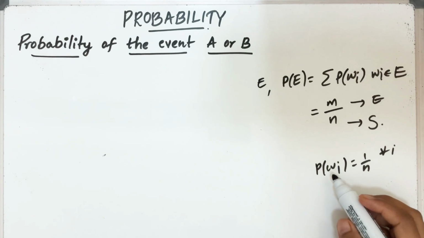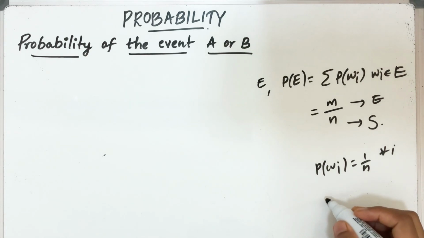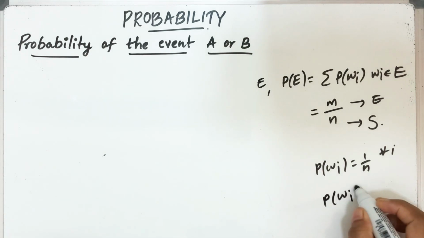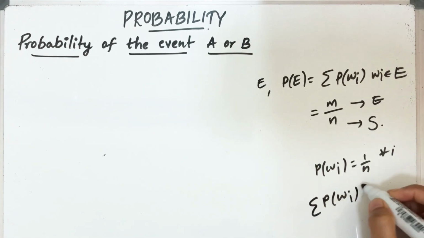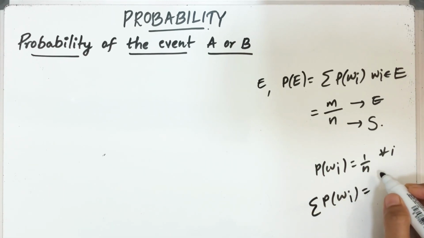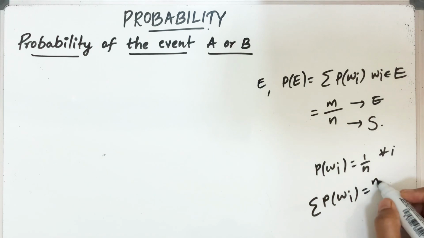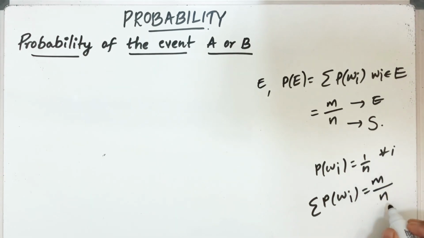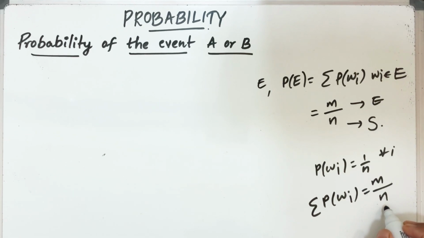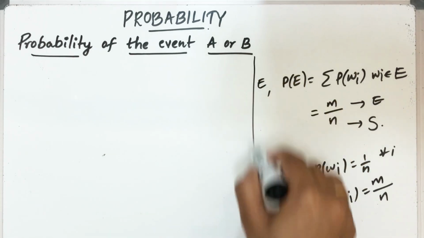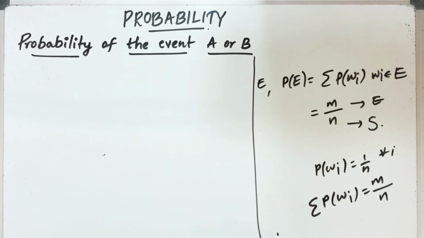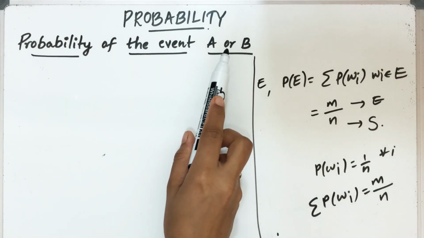So if E has m elements, then sigma P of Wi is equal to 1 by n plus 1 by n plus etc., m times, that is m by n. That is number of elements in E by total number of elements in S. This we know. We can see how to find probability of the event A or B.